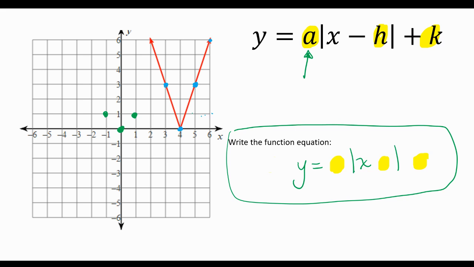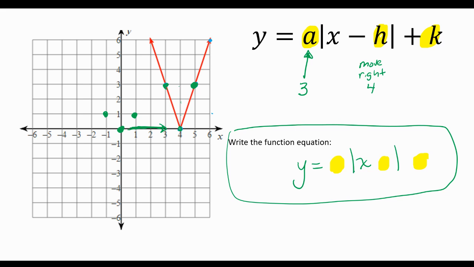So does this go one box and over? Nope. It went up 1, 2, 3 boxes and over. So this one's going to be 3. And if you wanted to double check yourself, you could count the other way, 1, 2, 3, and over until you hit the graph. So A is worth 3, and it stretched it. And then the graph moved over 4 spots. So it moved right 4.